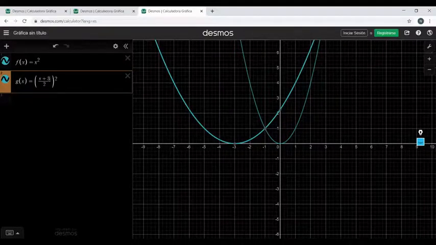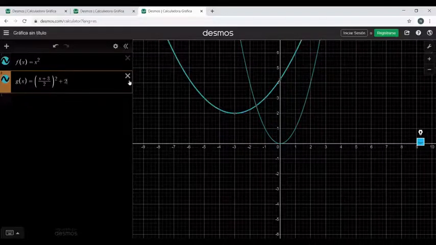To the variable only. And now, finally, if I want to translate it vertically 2 units, I add to the whole function now, I'm going to add 2 units. And there you go. You see?